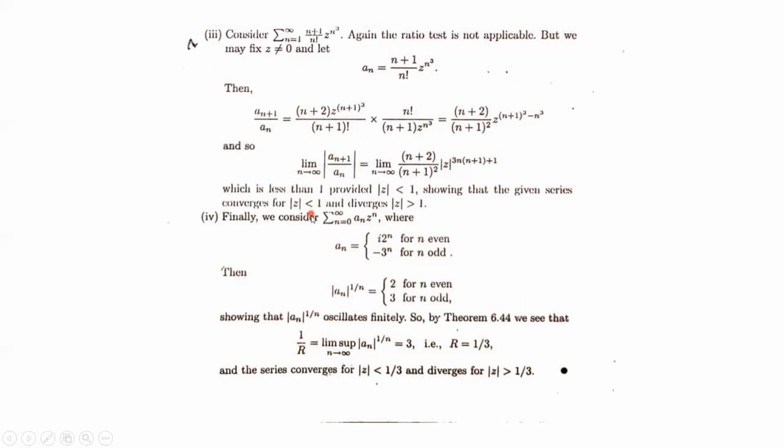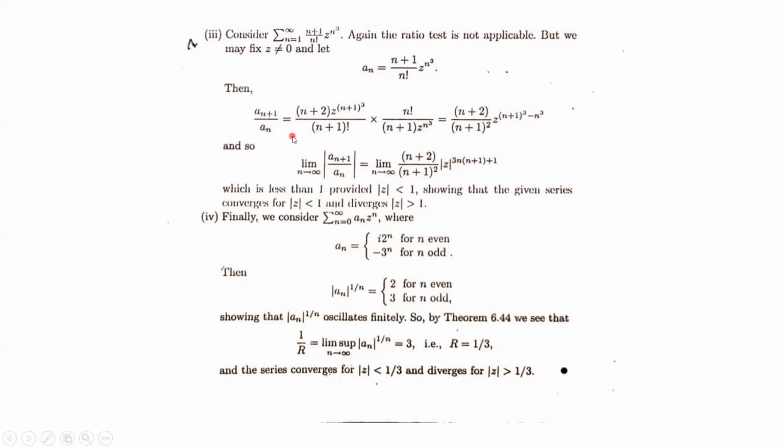Now, some more examples. Okay, consider this power series, sum of (n plus 1) divided by n factorial into z to the power n cube. Again, the ratio test is not applicable since this power series contains so many zero coefficients. Okay, but we may fix z not equal to 0 and let a_n be (n plus 1) divided by n factorial times z to the power n cube. So this total term is taken as a_n here. This total term, the coefficient with the variable, we have chosen as a_n.